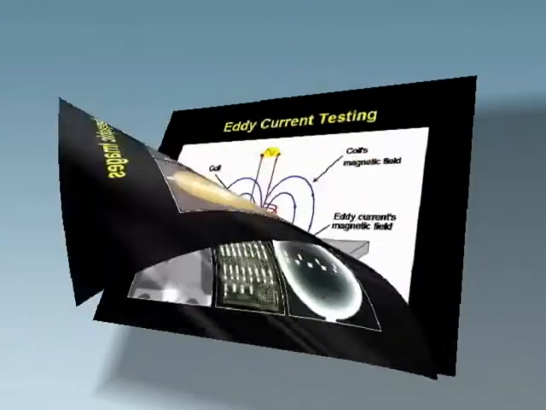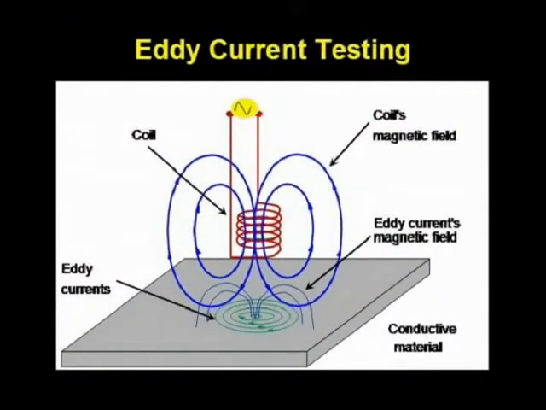Eddy current testing gets a little more sophisticated. All you need is for the material to be conductive. Here's how the physics works. An alternating voltage is applied across a coil. This creates an alternating current, which in turn creates an alternating magnetic field.